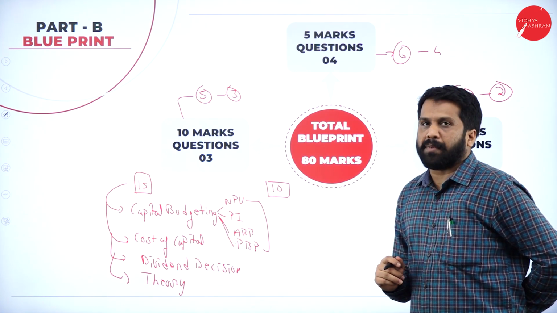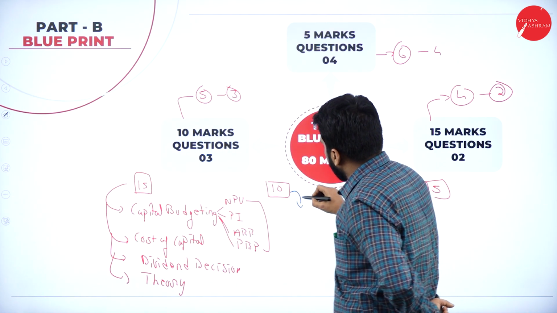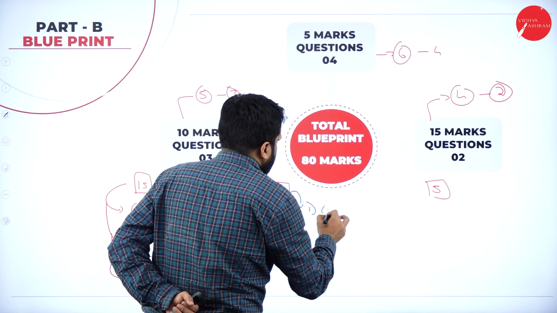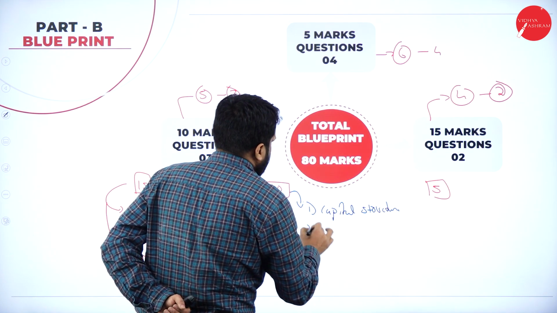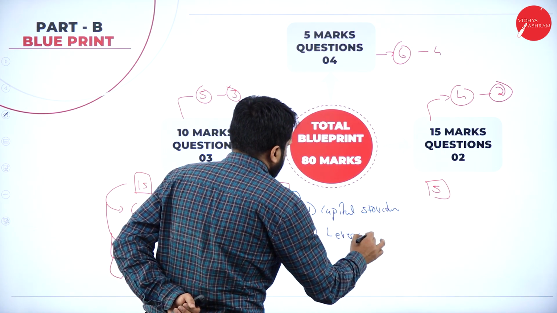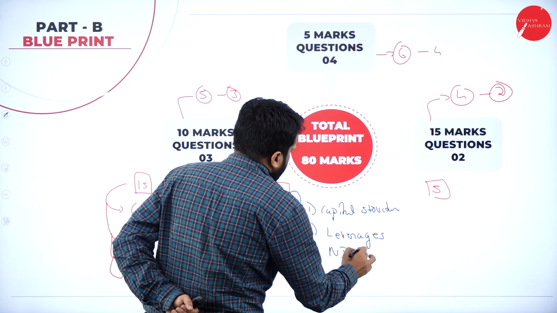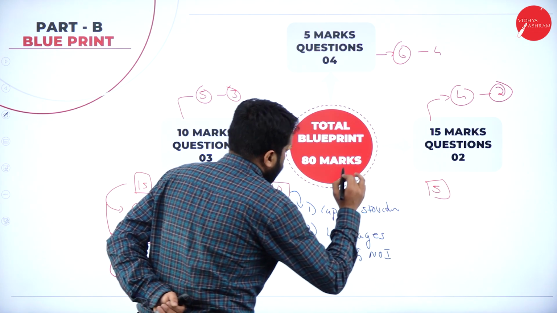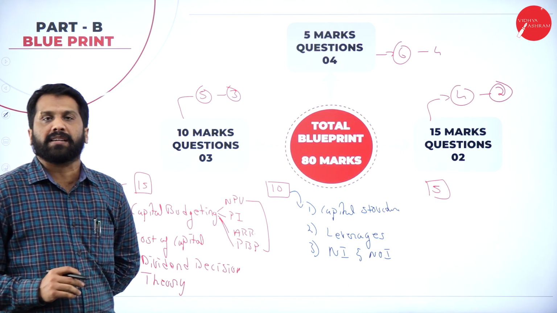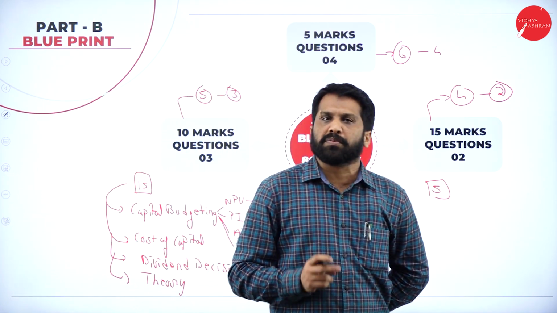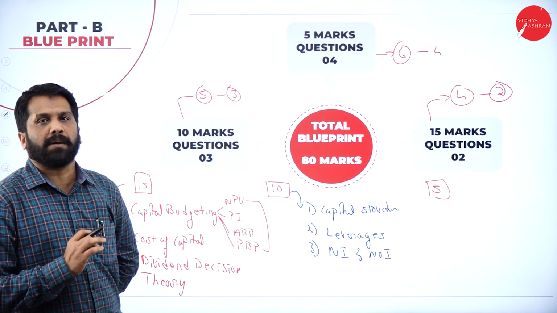And what about your 10 mark question? So for your 10 mark you are supposed to prepare like this: first question will be on capital structure. Your second one will be leverages. And the third one is NI approach and NOI approach. NI approach means net income approach. NOI means net operating income approach. Again, I'll repeat. NI approach means net income approach. NOI approach means net operating income approach.